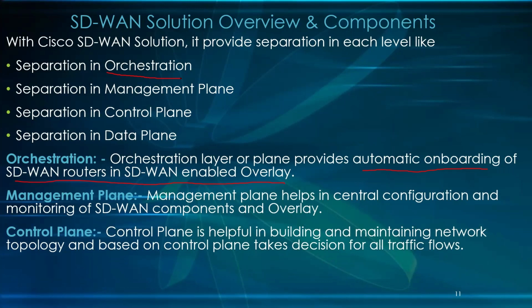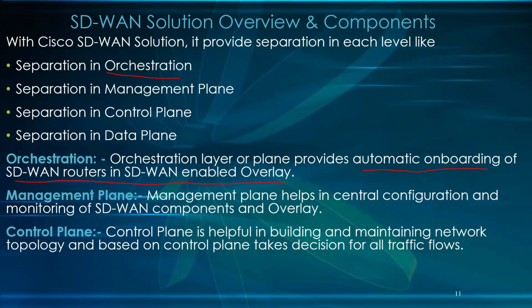The other part I have is the control plane, which is helpful in building and maintaining a network topology, taking decisions for all the traffic flows. So the control plane is more about establishing your routing information and exchanging your routing or control plane information, that is, how your topology should look, right?